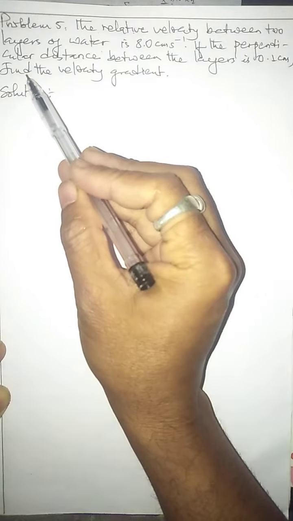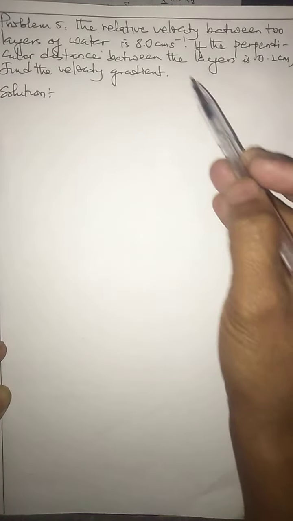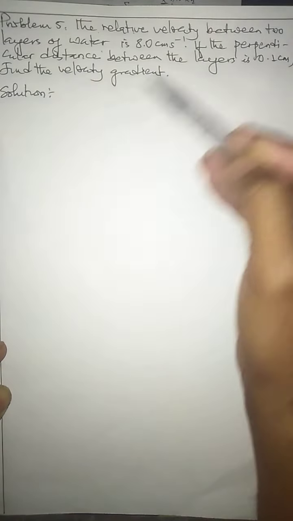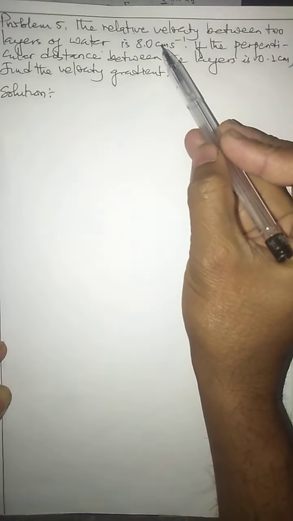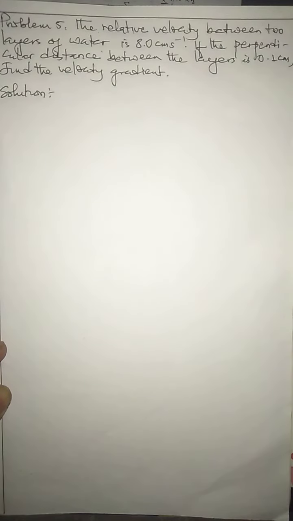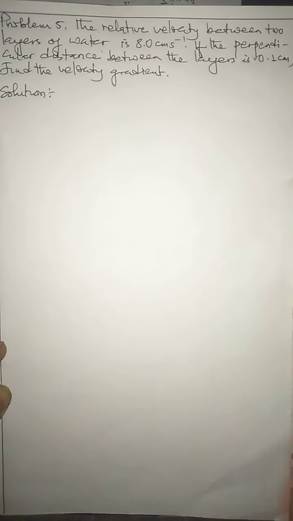So what do we need to calculate? Find the velocity gradient. In this question, the distance is given in centimeter, and the relative velocity between the two layers is also given in centimeter per second. So we will not change from centimeter per second to meter per second, because velocity gradient is measured in the unit per second.